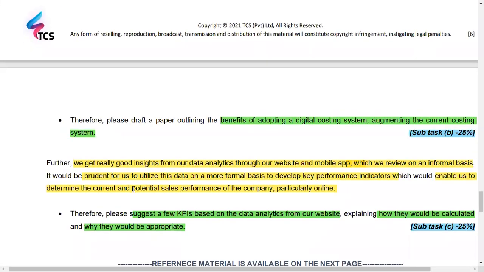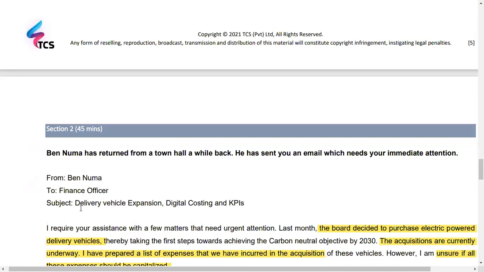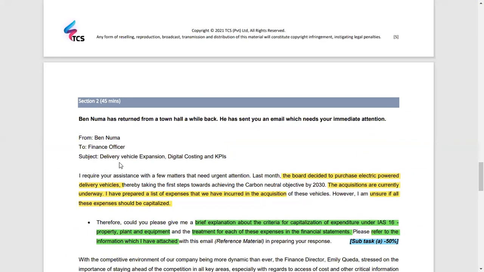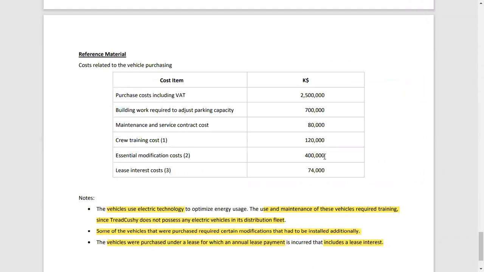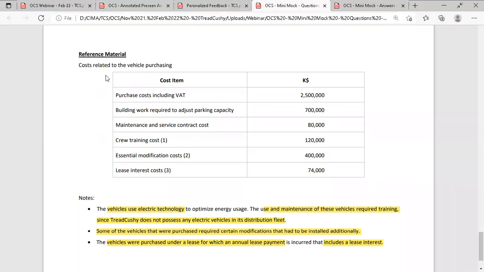And in question number 2, the areas which are tested are with regards to IAS 16, property, plant and equipment, digital costing and KPIs. Again, in the reference section, the numbers are provided. And as per IAS 16, you are supposed to talk about the type of costs which can be capitalized and the type of costs which need to be sent to the profit and loss statement. So you can go through the suggested answer in order to understand the nitty-gritties highlighted in the mock exam.